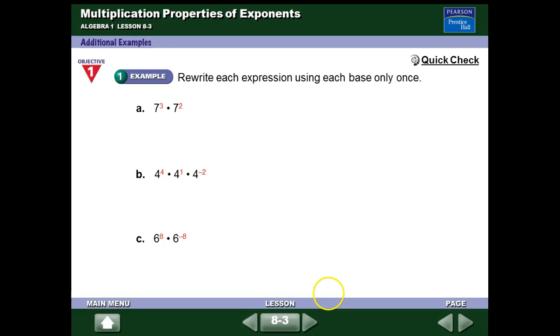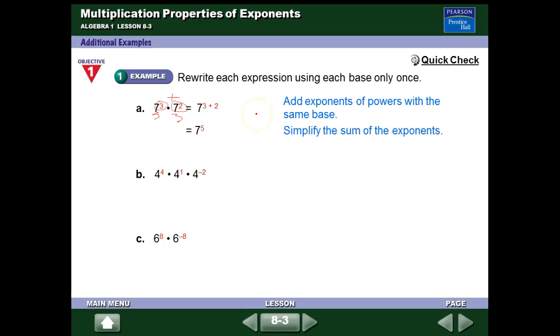Let's look at a few more examples here. 7 to the 3rd times 7 squared. Well, our bases are the same, 7. So what is my answer? Same base, so we add their exponents, 3 and 2. 3 plus 2 is going to give you 5, which you can see is my final answer, 7 to the 5th.